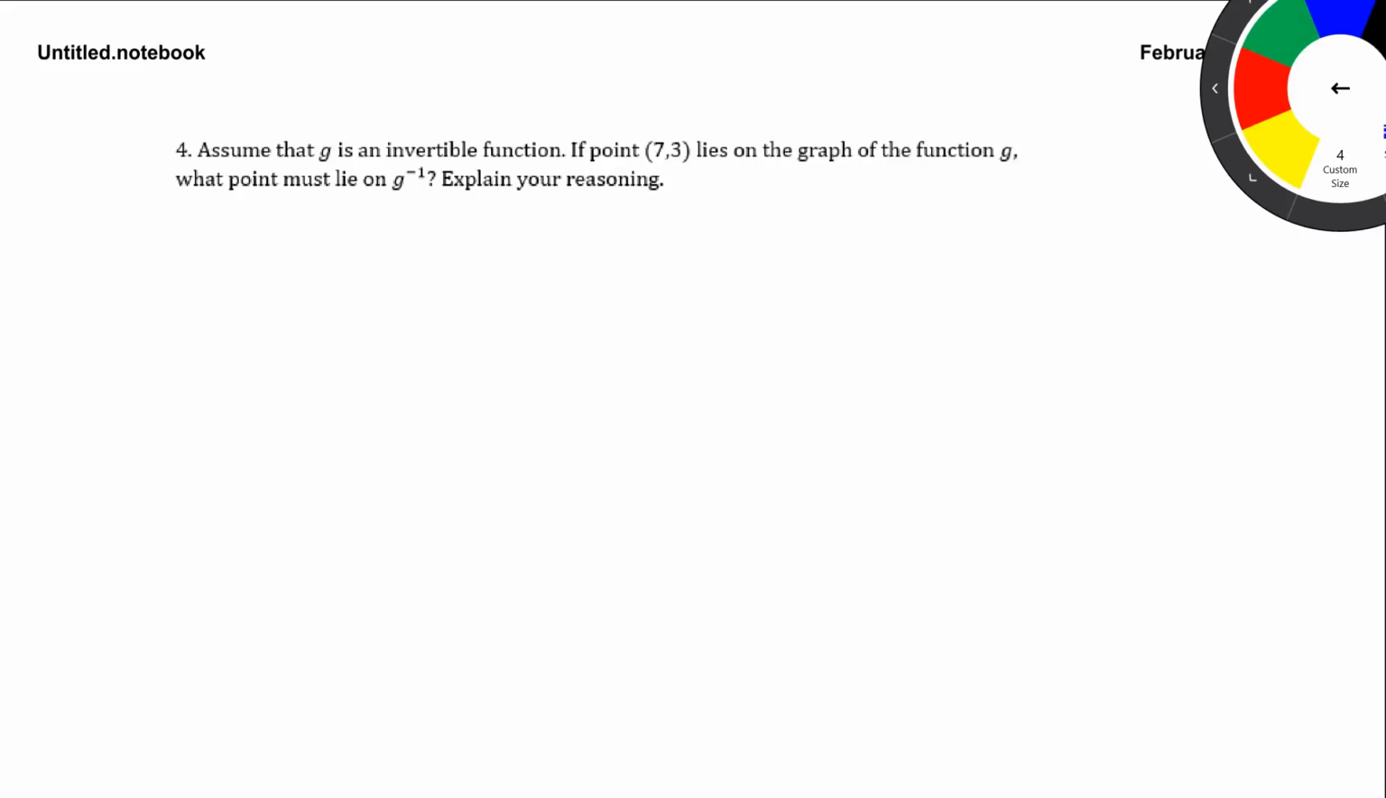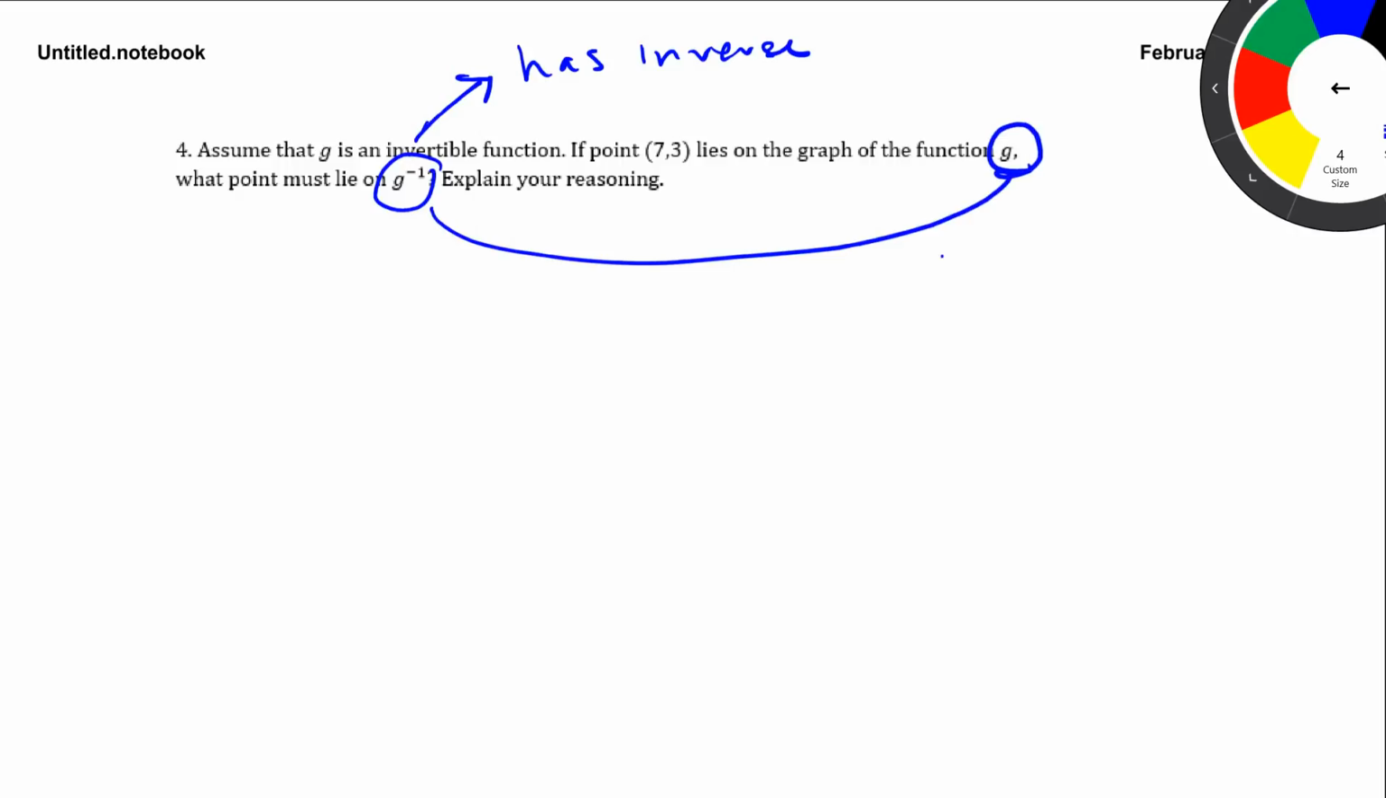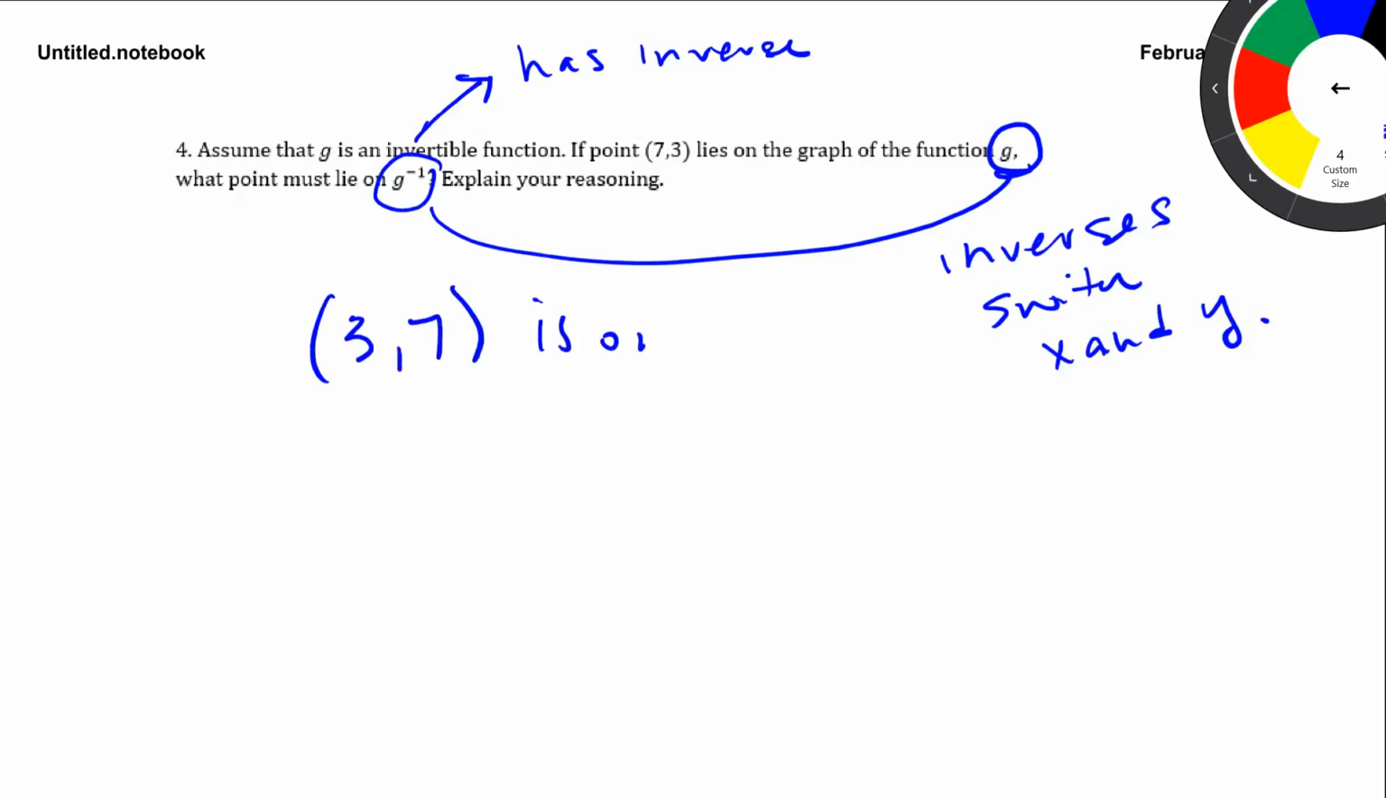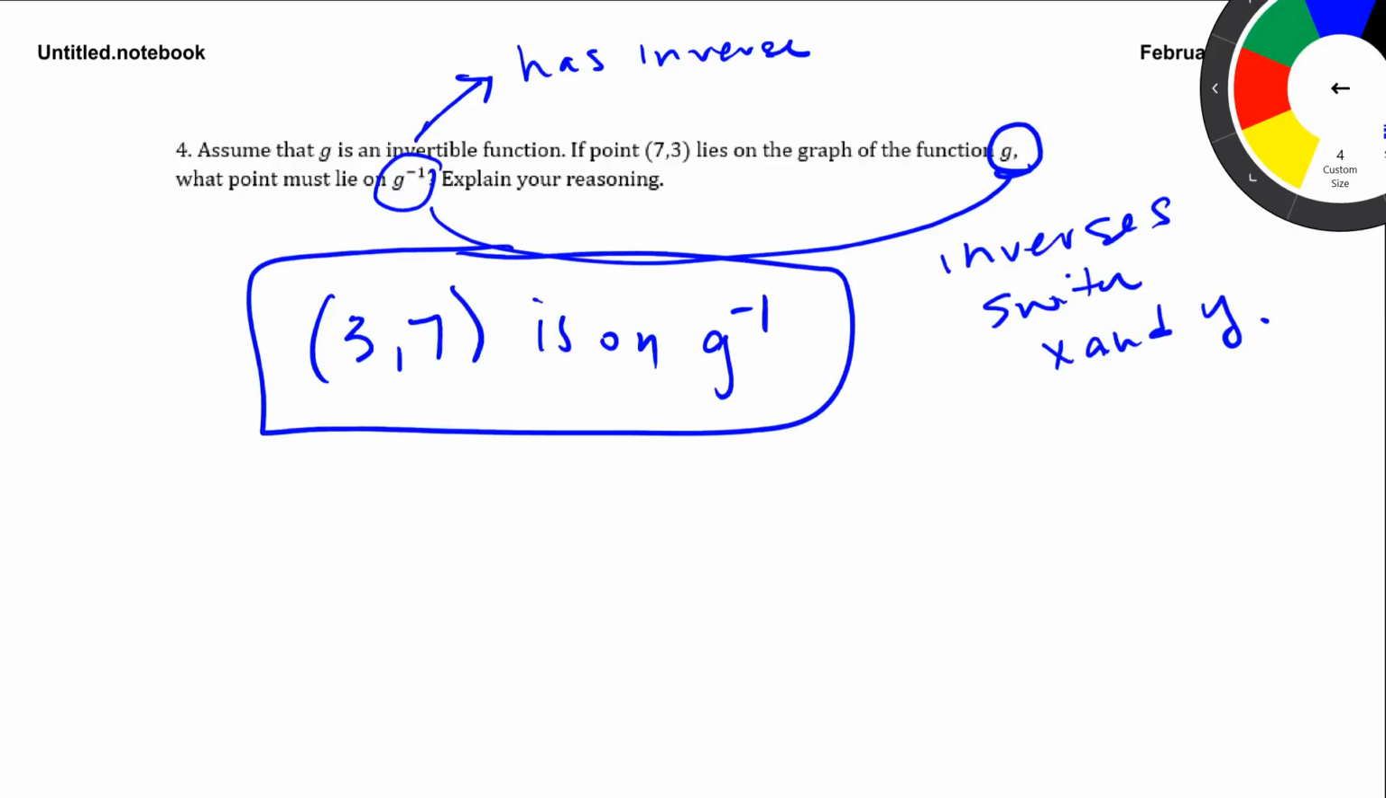Number 4, assume that g is an invertible function, meaning has an inverse. If point 7, 3 lies on the graph of function g, what point must lie on the graph of the inverse of g? Well, since these two functions are inverses, I know that inverses switch x and y. So I know the point 3, 7 is on g negative 1. It has to be, because the point 7, 3 is on the actual function. So its inverse, which means flip the x and y values, would have to be on its inverse's function.